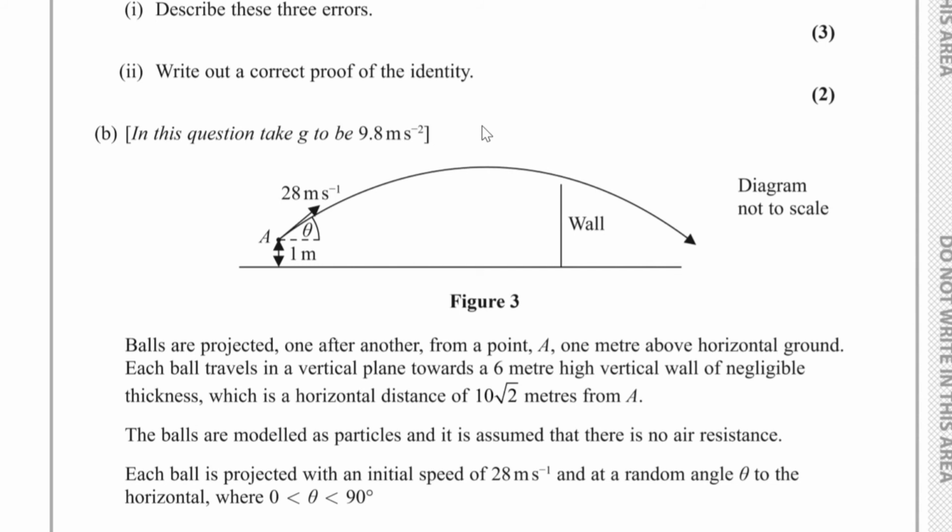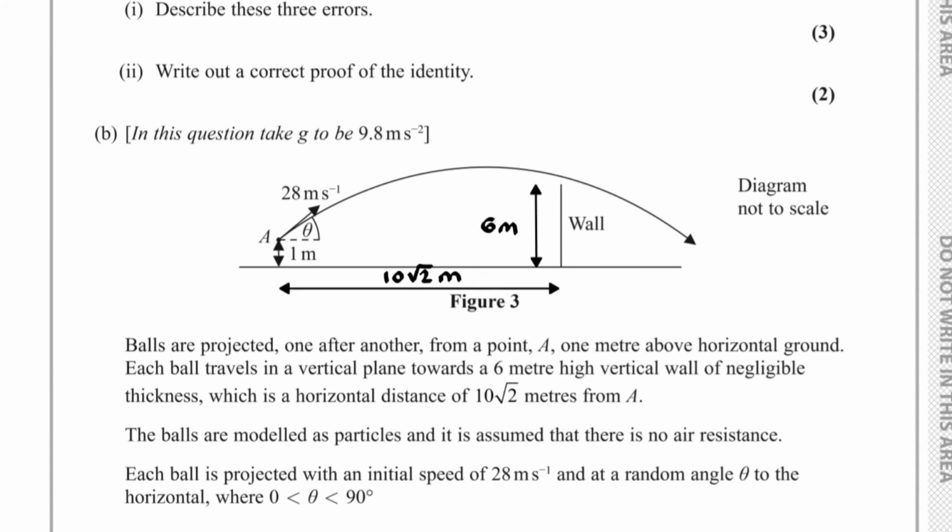For part B of the question, now we have to take g to be 9.8 meters per second squared, and balls are projected one after another from a point A 1 meter above horizontal ground. Each ball travels in a vertical plane towards a 6 meter high vertical wall of negligible thickness, which is a horizontal distance of 10 root 2 meters from A.